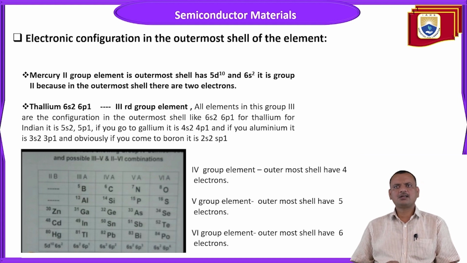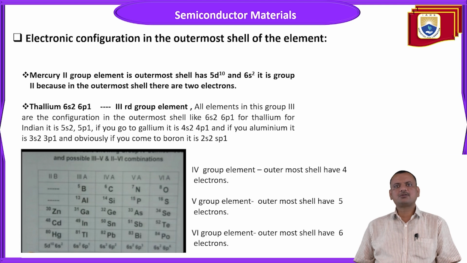Similarly, fourth group elements have 4 electrons in the outermost shell. All the fourth group, like carbon, silicon, germanium, tin and lead, have 4 electrons. And similarly, fifth group elements have 5 electrons in the outermost shell, like phosphorus, arsenic, bismuth, antimony. Now sixth group elements like selenium, tellurium, polonium all have 6 electrons in their outermost shell.